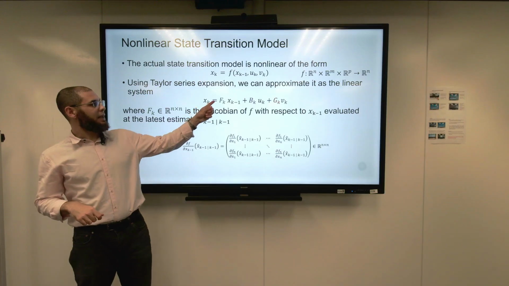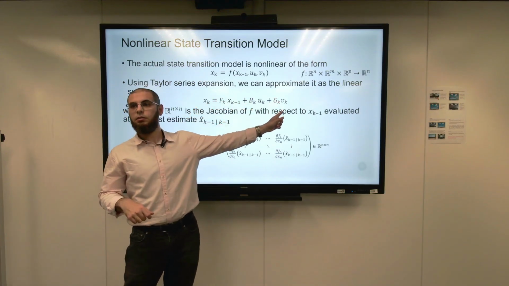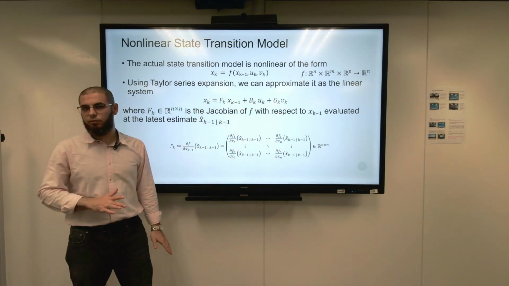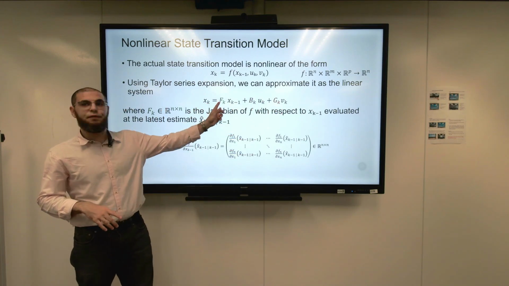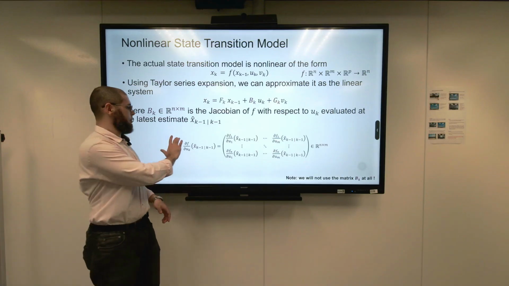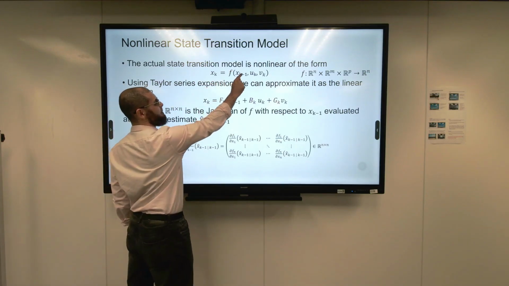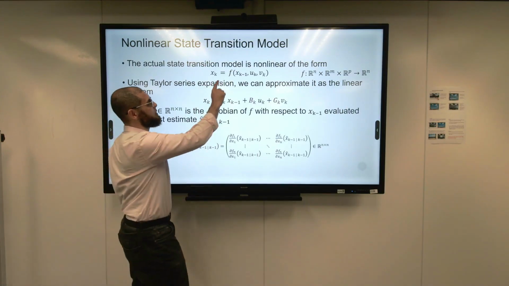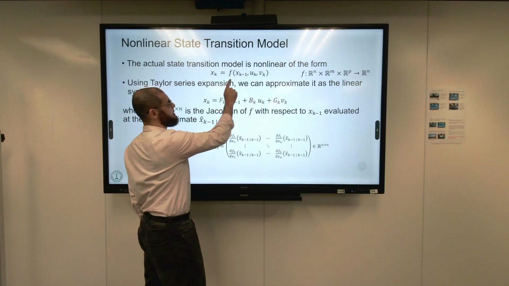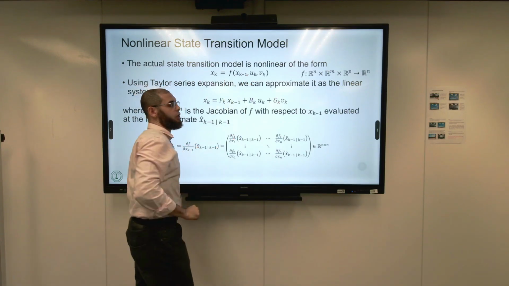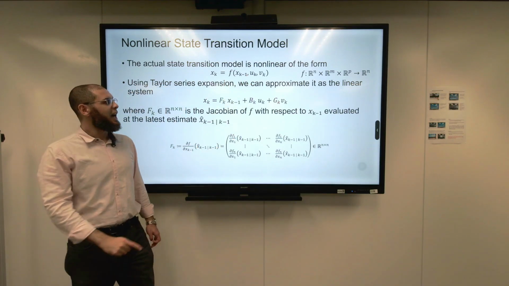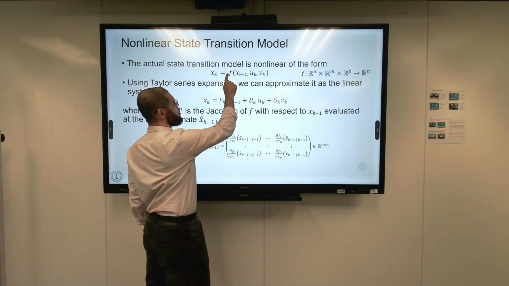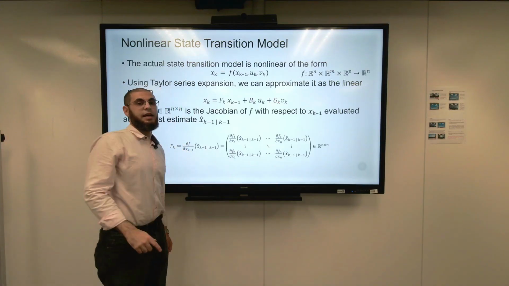And how do we calculate fk and bk and gk? Simply by taking the Jacobian. Okay? So what is fk? It's simply the Jacobian of f with respect to xk minus 1. And what is bk? This is the Jacobian of f with respect to uk. And what is the gk? It is the Jacobian of f with respect to the vk, to the noise.